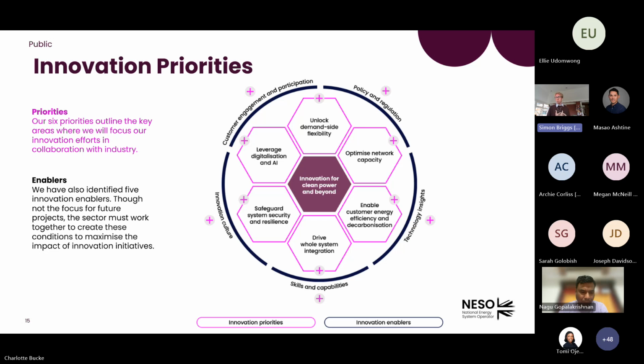Things around optimizing network capacity. So we've got a very firm plan in place around what infrastructure is required over the next 5 years. So I think where innovation helps is trying to make the most of the infrastructure that's already out there, and how you drive greater efficiency within existing network assets.